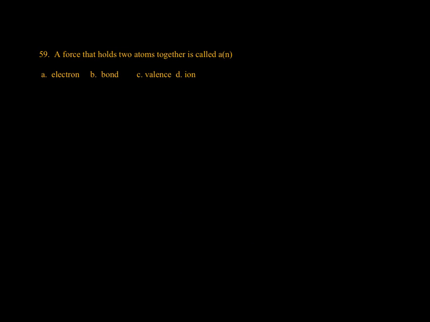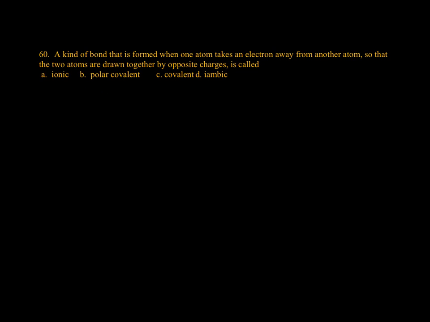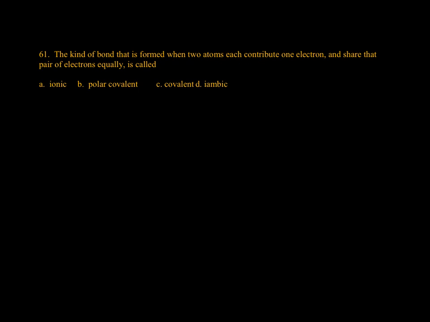Any force holding two atoms together is called a bond. There are different kinds, but they're all called chemical bonds. An example of a bond is when you have oppositely charged particles being attracted to each other. Those are ionic bonds, because you're dealing, again, with ions, positively and negatively charged particles. The attraction between them is an ionic bond.